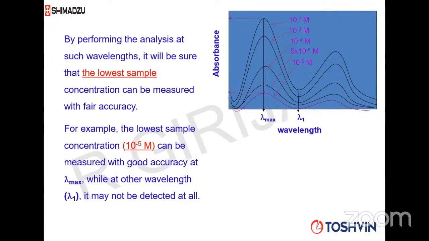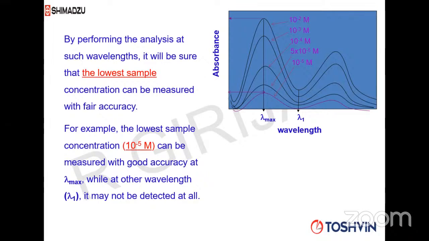Now you imagine we are going to do the same measurement at a different wavelength, lambda 1. I have shown it as lambda 1. Lambda 1 is a totally different wavelength. It is not lambda max, lambda 1. You can see I am not able to measure the absorbance of the lowest concentration 10 to the power of -5 molar, plus all other standard sample standard solution, the absorbance have drastically come down.